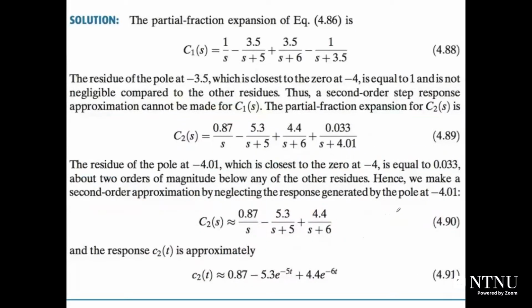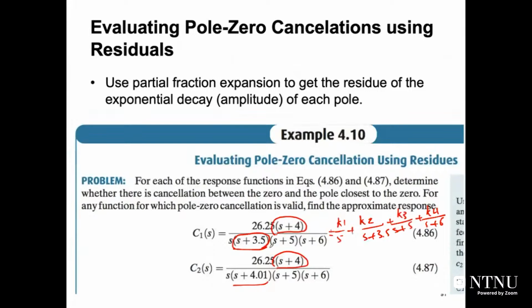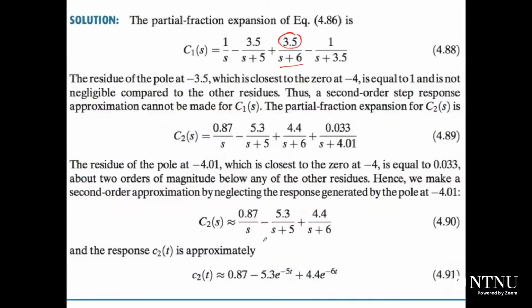So we will do it. C1 of s will be 1 divided by s, minus 3.5 divided by s plus 5, plus 3.5 divided by s plus 6, minus 1 divided by s plus 5. This is the residue of the pole at minus 3.5.